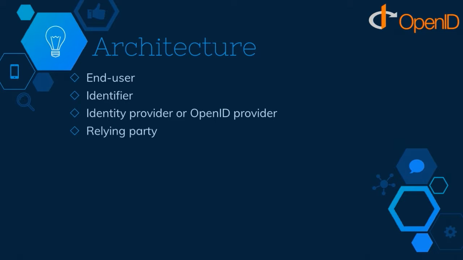I know it's kind of confusing. Simply speaking, we need to remember 4 main functions. End user, the person who wants to assert his or her identity to a site. Identifier, the URL chosen by the end user as their OpenID identifier. Identity provider, a service provider offering the service of registering OpenID URLs and providing OpenID authentication, like Yahoo, Blogger, and so on. Relying party, the site that wants to verify the end user's identifier, sometimes also called a service provider.